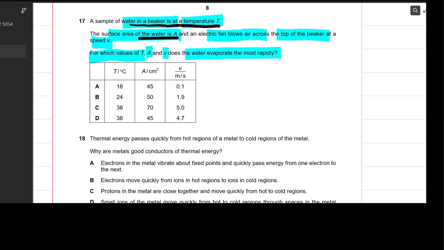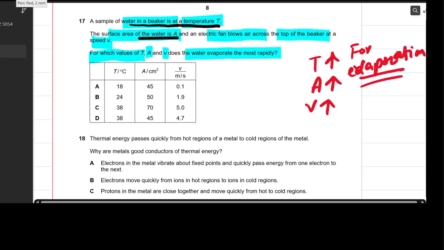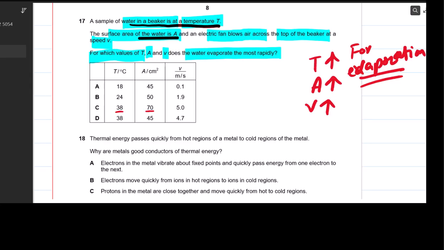So we know the conditions: temperature should be greater, area should be greater, and speed should be greater for evaporation. You must know about the concept of evaporation. So temperature is 38, area is 70 centimeters square, speed is 5, so C is the most suitable here.